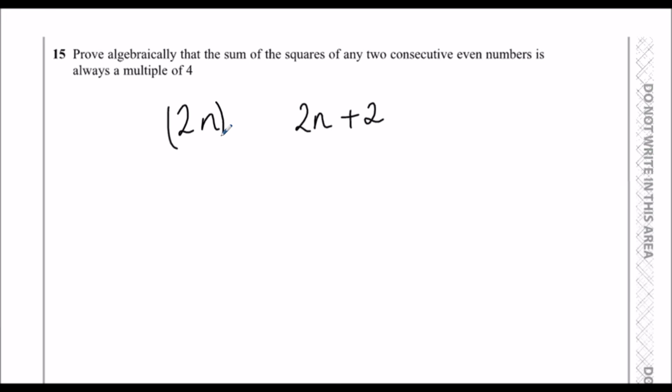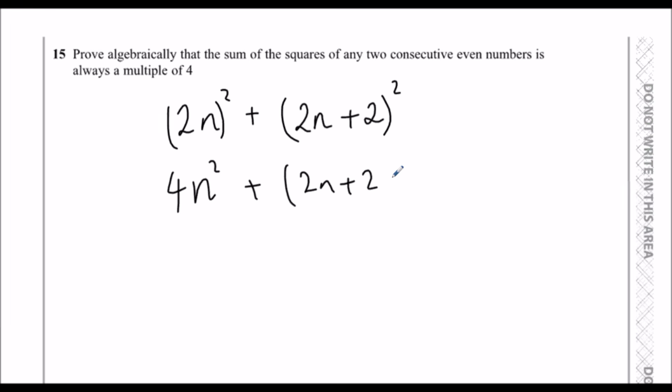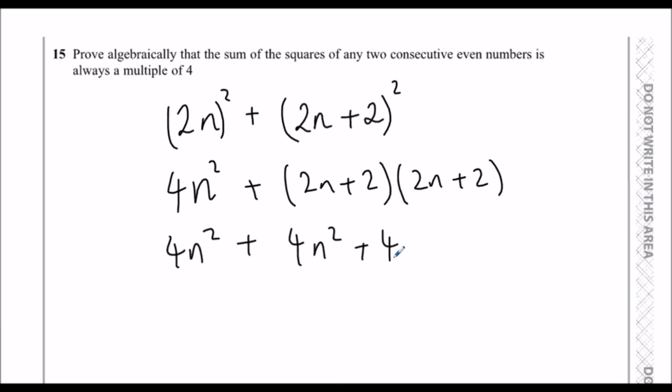So it's the sum of the squares. So let's expand and simplify this, and we should be able to prove it's a multiple of 4. So 2n squared means 2n times 2n. 2 times 2 is 4, n times n is n squared. And 2n plus 2 squared, we can think of this as double brackets. So we've got 2n times 2n, 4n squared. 2n times 2 is 4n. 2 times 2n is 4n. 2 times 2 is 4.